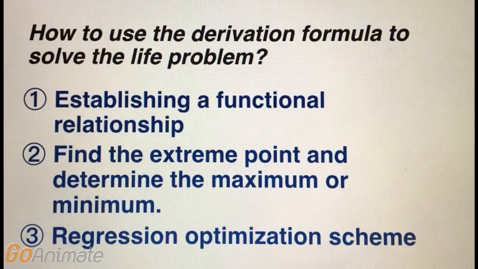I made a summary about how to use the derivation formula to deal with the company management problem. The first one is establishing a vocational relationship. The second one is find the instrument point and determine the maximum or minimum. The last one is regression optimization scheme.